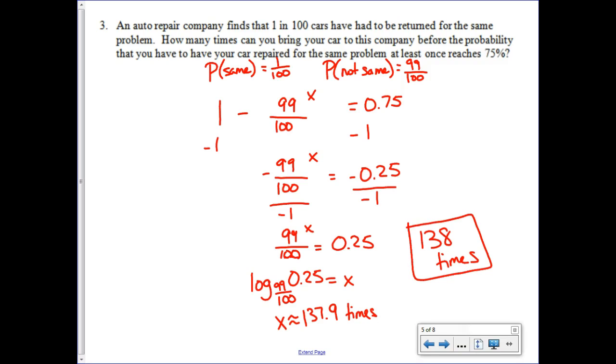So to go back and look at what it was asking, it says how many times can you bring your car to the company before the probability that you have to have your car repaired for the same problem at least once reaches 75%. So you would have to take your car in 138 times for that to happen.